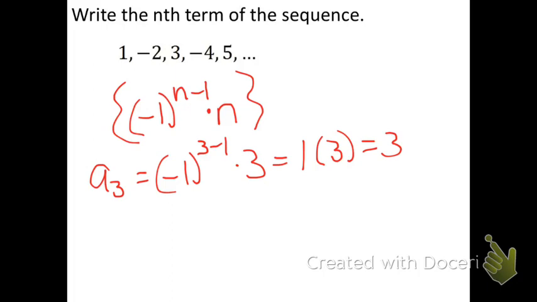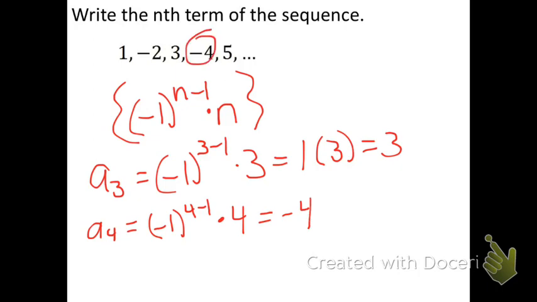Let's try the fourth term. For the fourth term, we should get negative 4. So negative 1 to the 4 minus 1 times 4. Just plugged in 4 for n. Negative 1 to the third power, 4 minus 1 is 3, is negative. So we get negative 4. That's what we wanted for our fourth term, was negative. So just check and make sure your definition works. And if it does, then good, we've got it.